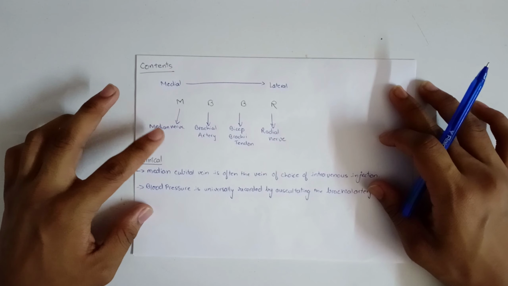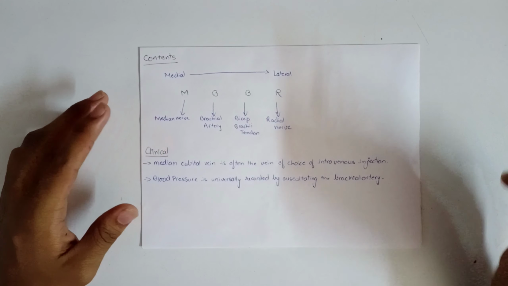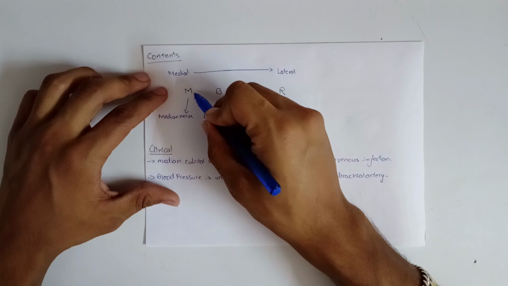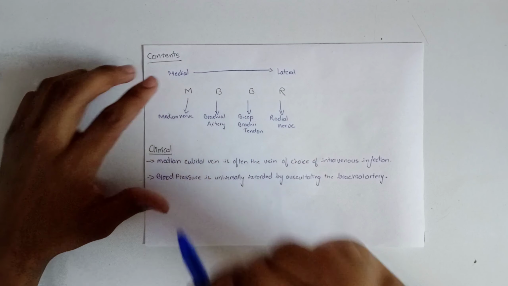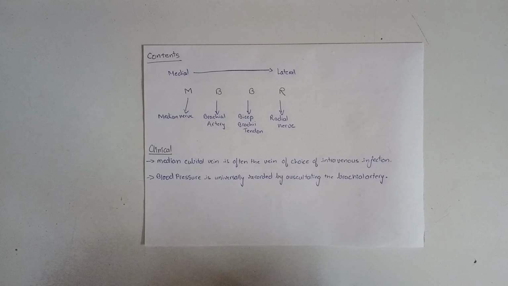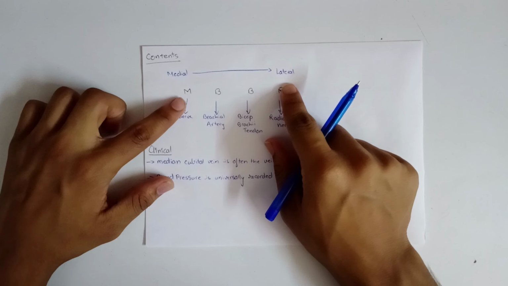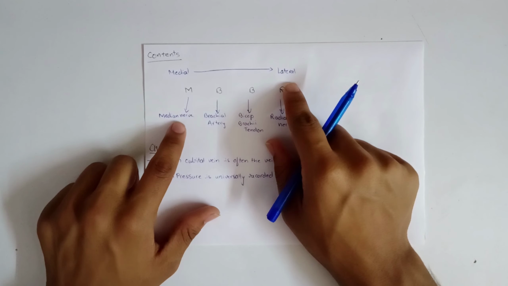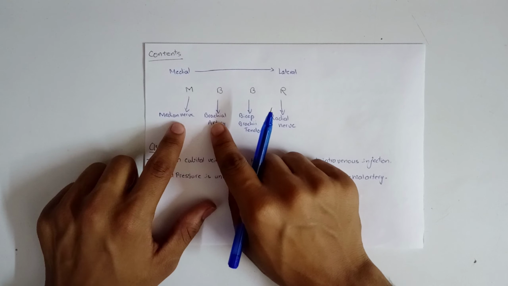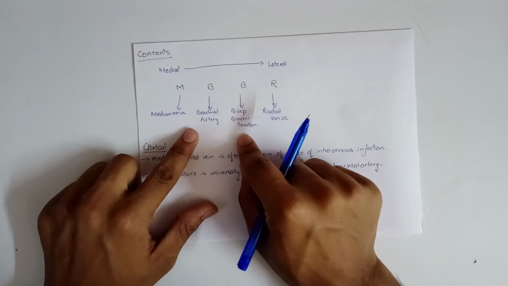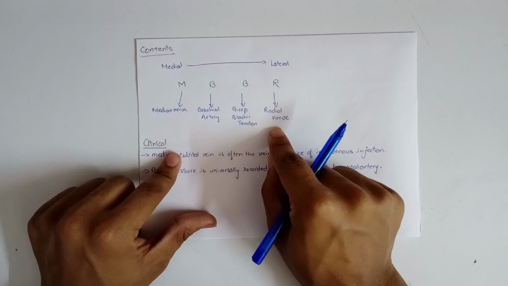Now the contents of cubital fossa. We are going to remember contents of cubital fossa by this mnemonic MBBR. From medial to lateral, contents are median nerve, brachial artery, biceps brachii tendon, and radial nerve.